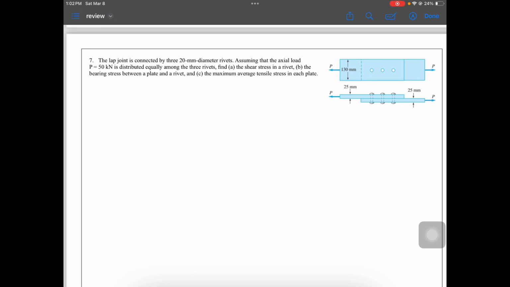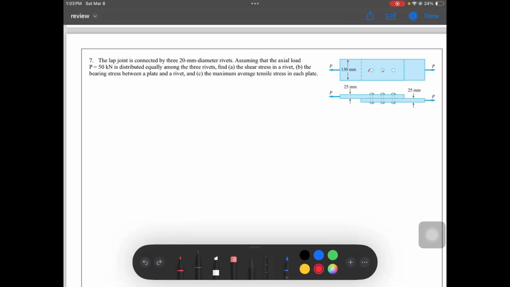So, number 7. So, ito yata yung paborito ninyo. So, i-review pa rin natin kasi, syempre, not everyone gets. So, the lap joint is connected by 3 20 mm diameter na rivets. So, you expect na maghahati-hati yan sa load na P.